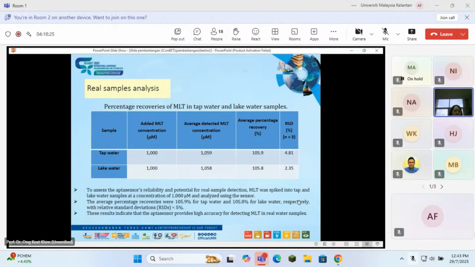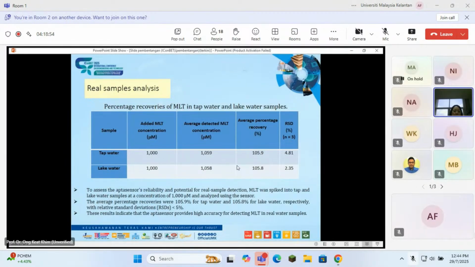This slide shows the real sample analysis result. As I mentioned just now, we collected two types of water sample, tap water and lake water, and then we spiked the tap water sample to get a final concentration of 1000 micromolar for each sample. And this is the concentration that we detected using the sensor.